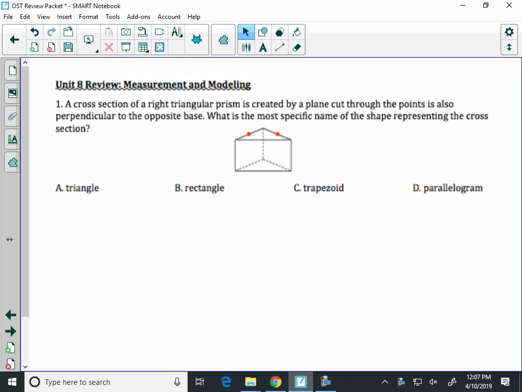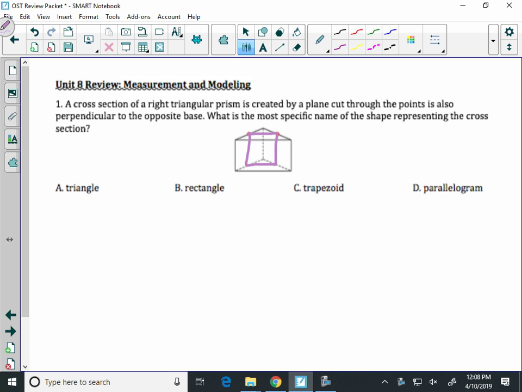At number 1. A cross-section of a right triangular prism is created by a plane cutting through the points, and it's also perpendicular to the opposite base. What is the most specific name of the shape representing the cross-section? Well, let's draw the cross-section. Okay? And it's perpendicular to the opposite base.